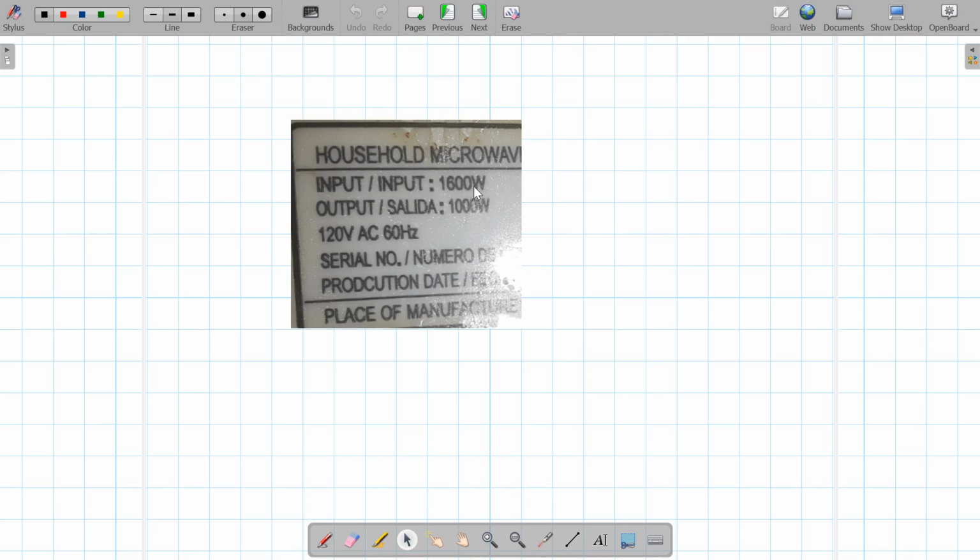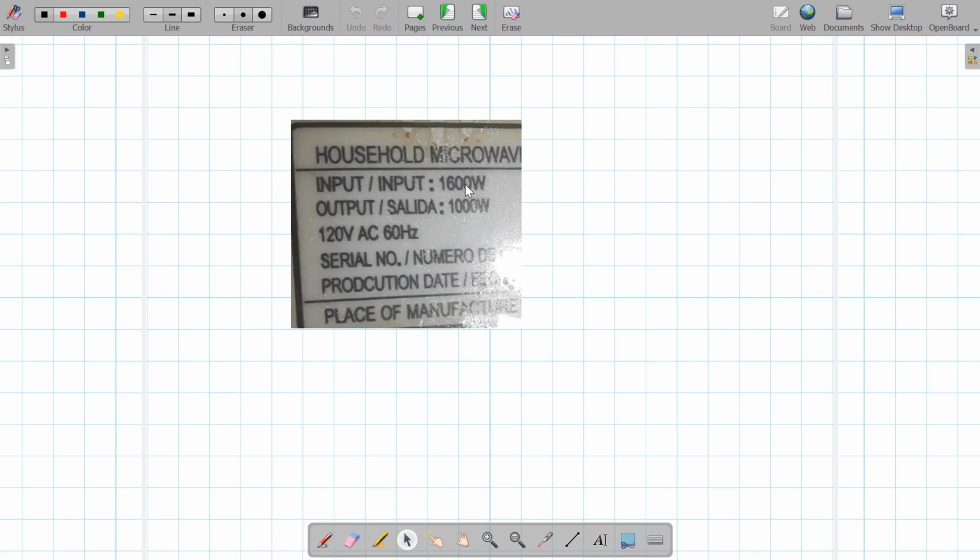So what does the number mean? Well, this is the amount of energy that goes into my microwave in order to power it. So in other words, my microwave uses 1600 joules of energy for every 1 second that it's on. So 1600 watts, that's my power rating.